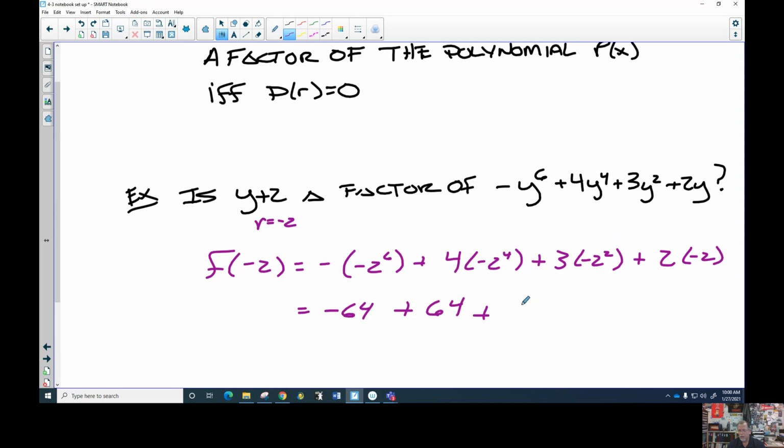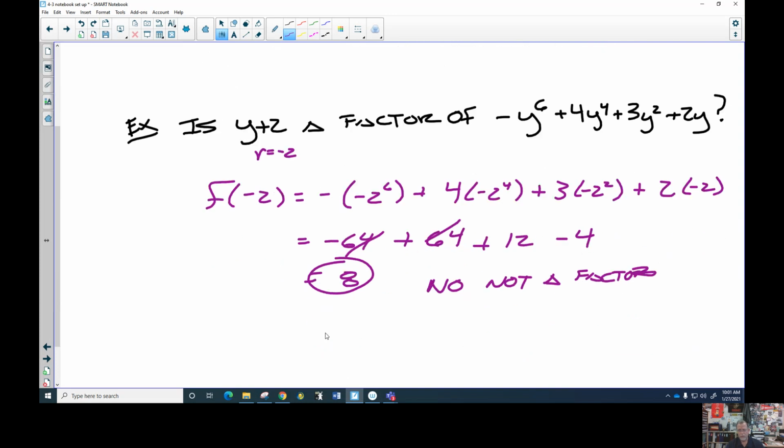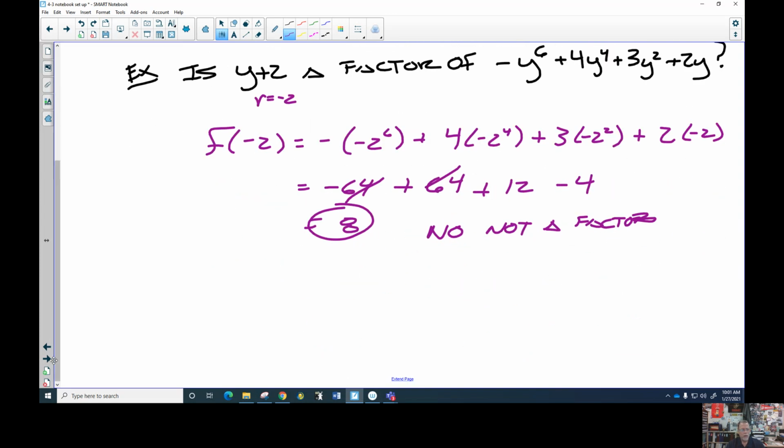And then plus 3 times negative 2 squared, which is positive 4, so that's plus 12. And then minus 4. So these cancel, leaving us 12 minus 4, or 8. So is it a factor? It's asking. Because of this, we can say no, not a factor, using the factor theorem to make that decision. It's not a factor, because if it was 0, we would know it's a factor. But it didn't give us 0, so it's not a factor. All right.